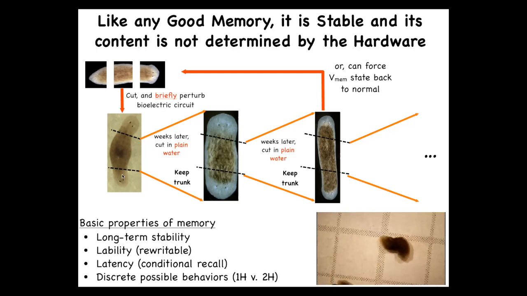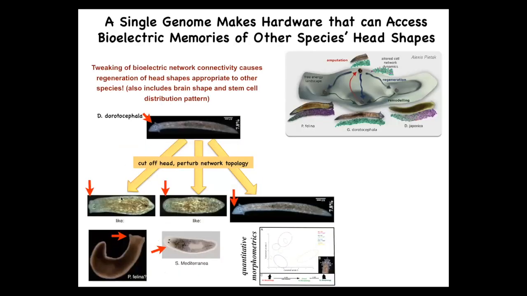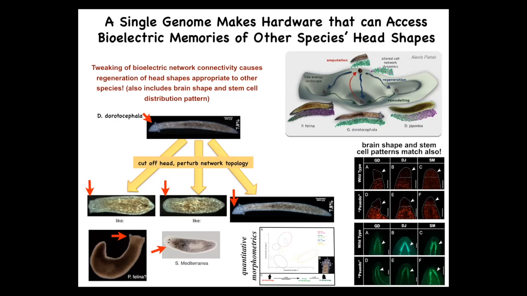Not only can we do that with a number of heads, but we can do that with the shape of heads. So we can make this guy create the heads of other species. So flat-headed P. felina, round-headed S. mediterranea, without any genetic change at all, just by modifying the bioelectric states that serve as the guidepost to its movements in morphospace. And so that same piece of hardware can visit other attractors in this morphospace that typically belong to these other species. And it's not just for the head shape, but for the shape of the brain inside, the distribution of stem cells, exactly like these other species, 150 million years distant.